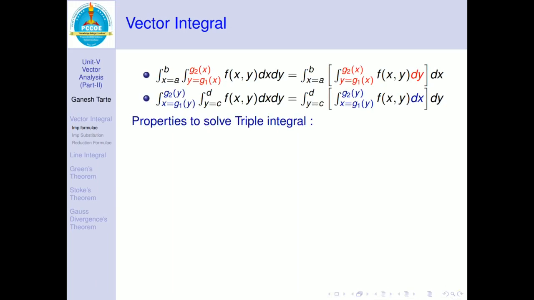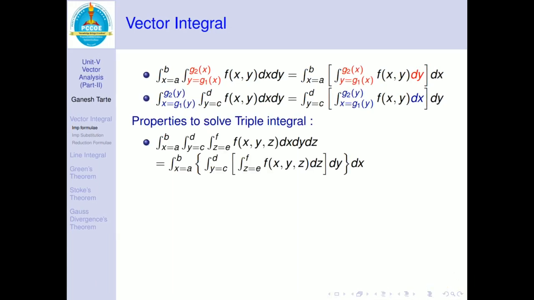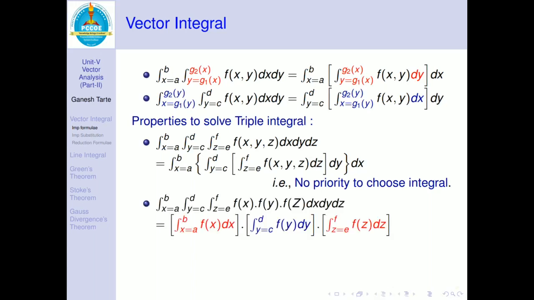Then the same properties are applicable for triple integral. So property number 1, if all limits are constant, then there is no priority. We can integrate with respect to x first, y first, or z first. Second property, again limits are constant and the function can be written in terms of product, f of x into f of y into f of z, then take product of their separate integration.